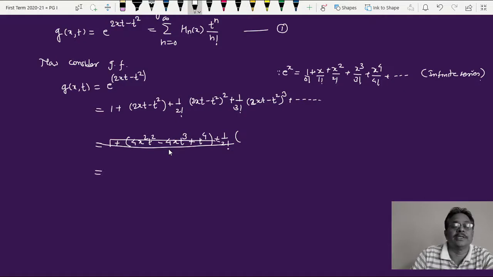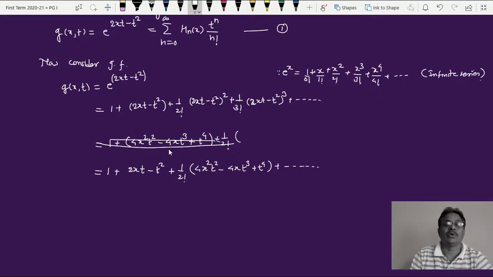I'll expand this. 1 plus the first term is twice xt minus t square, from this first, and here it is 1 upon 2 factorial into 4x square t square minus 4x t cube plus t raised to 4, and plus so on, higher order terms. Now what we have to do is take terms of t together: t raised to 0, t raised to 1, t raised to 2, t raised to 3, etc.